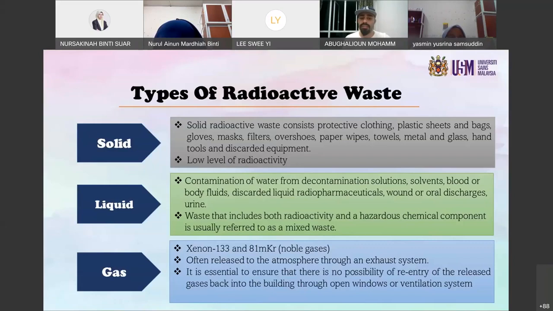Third one, gas: xenon 133 and krypton 81m. These are noble gases, often released to the atmosphere through an exhaust system. It's essential to ensure that there is no possibility of re-entry of released gases back into the building through open windows or the ventilation system.